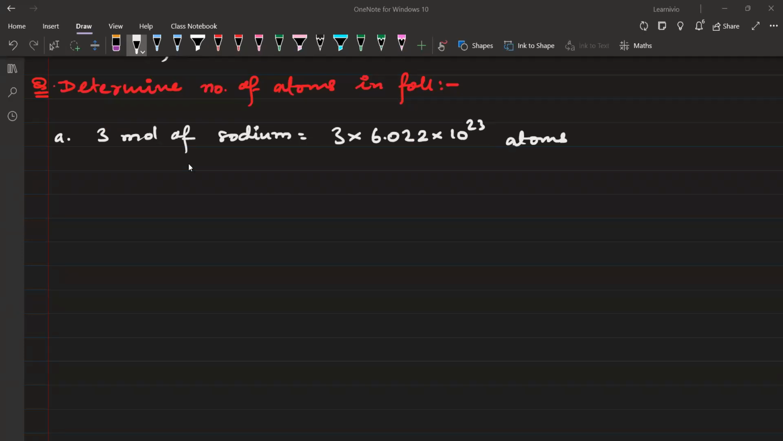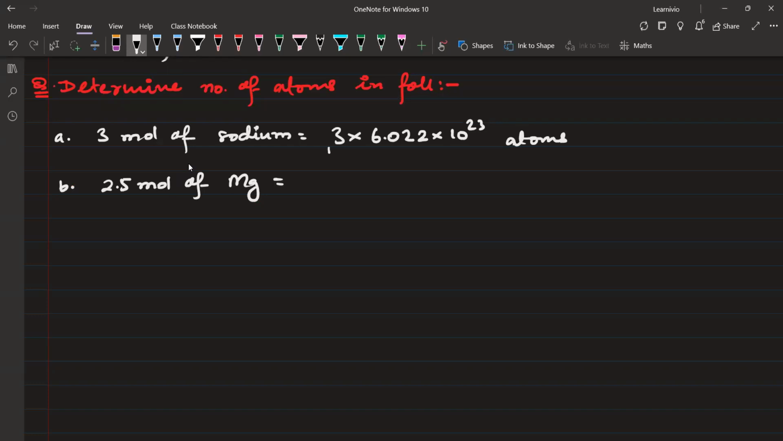Similarly, tell me what is the amount if I have 2.5 moles of magnesium. Then how many atoms are there? Shaima, Hafsa, and Zainab, what will be the answer? What should I write?